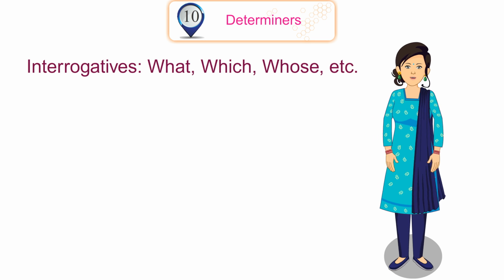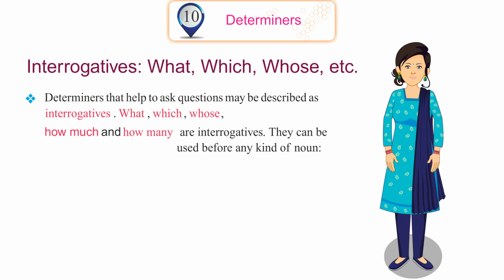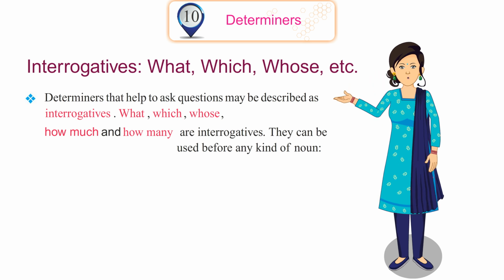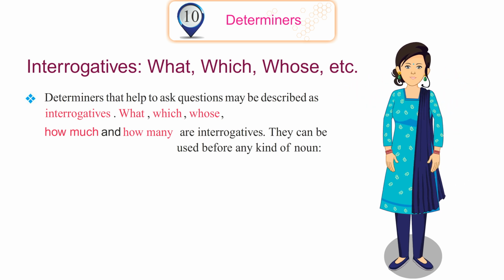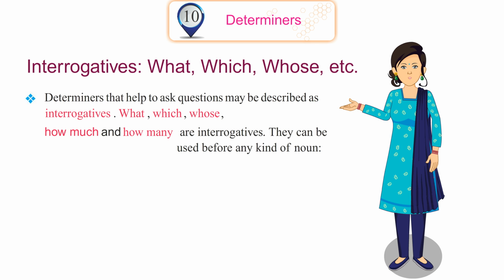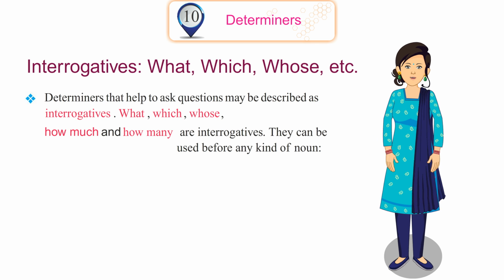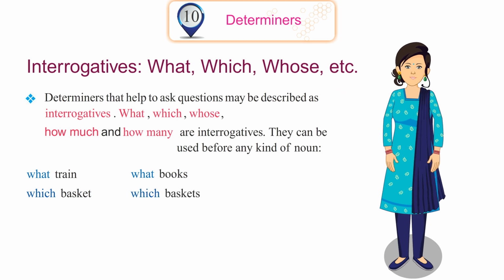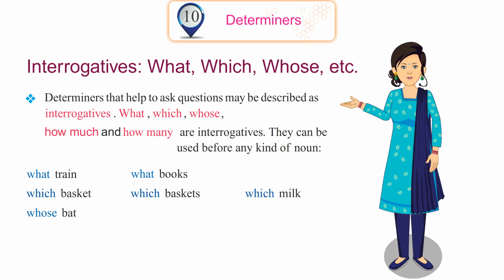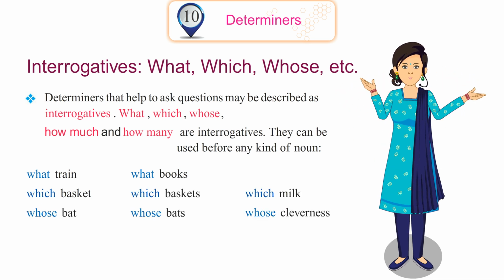Interrogatives: what, which, whose, etc. Determiners that help to ask questions may be described as interrogatives. What, which, whose, how much, and how many are interrogatives. They can be used before any kind of noun: what train, what books, which basket, which baskets, which milk, whose bat, whose bats, whose cleverness.